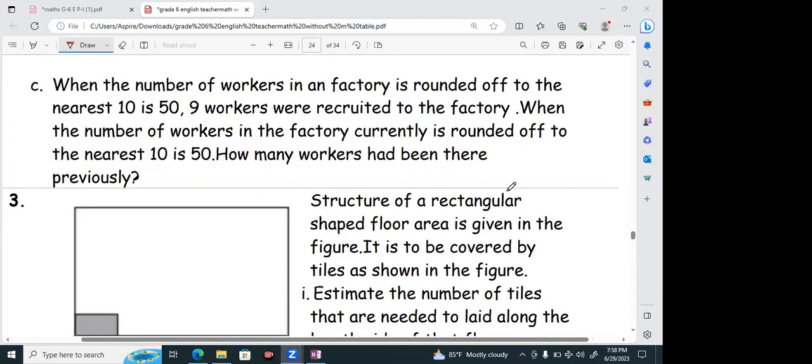When the number of workers in a factory is rounded off to the nearest 10 is 50.